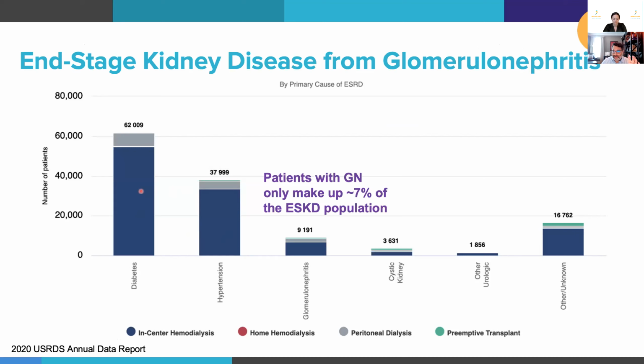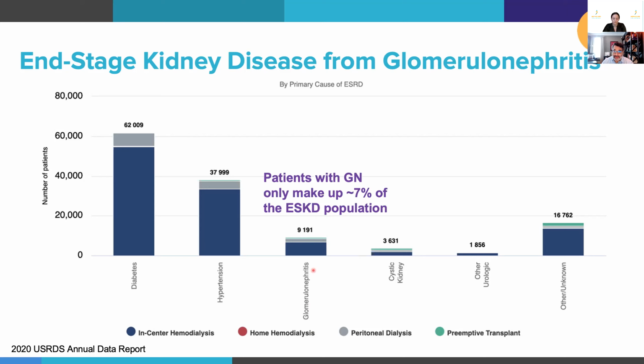This is looking at new patients who were starting dialysis in 2018. In total, there are about 130,000 patients described here. And as you'll see, only just under 10,000 of those 130,000 patients had glomerulonephritis. And this is a pretty big bucket. So this includes patients with FSGS, IgA nephropathy, lupus, vasculitis, the whole gamut of things that we see in that bucket of glomerulonephritis. And that only makes up about 7% of the entire end-stage kidney disease population.